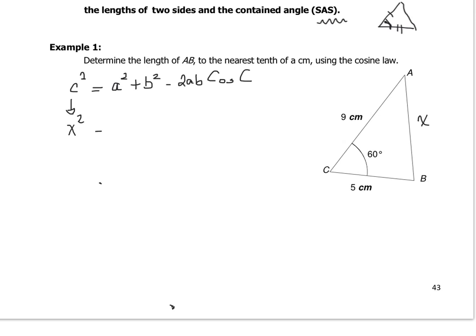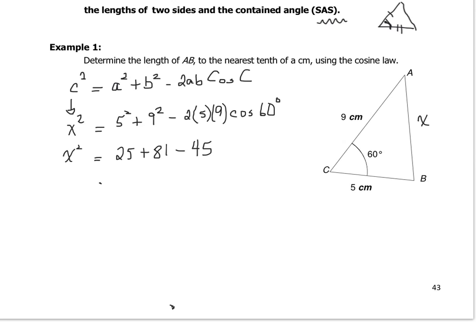So x squared equals a squared and b squared. Again, it doesn't really matter if you put a squared first or b squared first, but a squared in this case is 5 squared plus 9 squared minus 2 times 5 times 9 times cosine of 60 degrees, which is the angle across from the side you're looking for and in between the sides that you have. So that's 25 plus 81 minus 90 cos 60, which, if you put that in your calculator, should be 45.